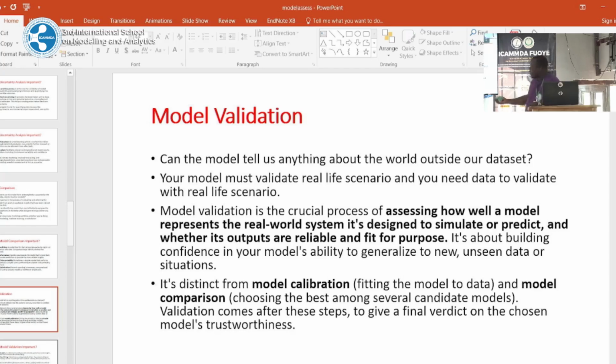So it's distinct from model calibration. Fitting the model to data and estimation, that's model calibration. It's different from it. And it's also different from model comparison. Choosing the best among several candidate models, that's model comparison. Validation comes after these two steps, after model calibration and comparison, to give a final verdict on the chosen model's trustworthiness.